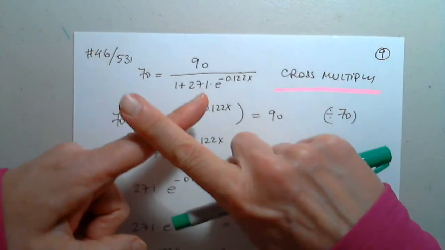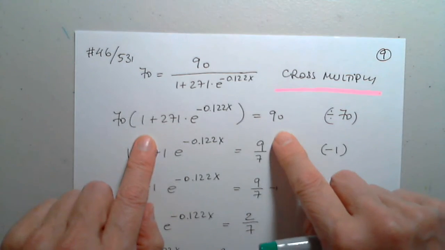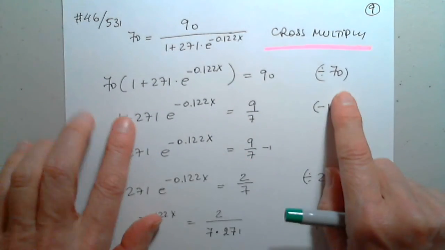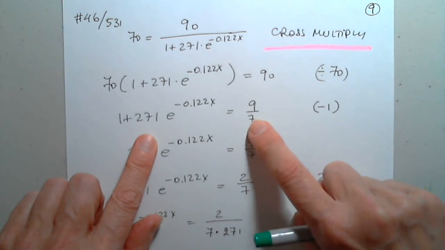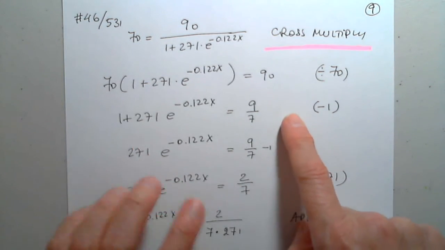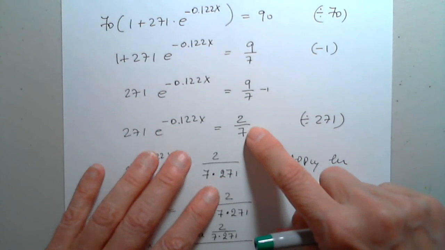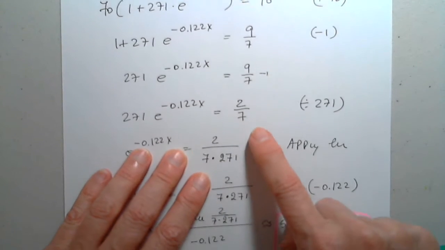We have to cross multiply first. This times all this equals 90. Then I have to divide by 70. 90 over 70 is 9 over 7. Then I have to subtract 1. 9 over 7 minus 1 is 2 over 7. Then I have to divide by 271.